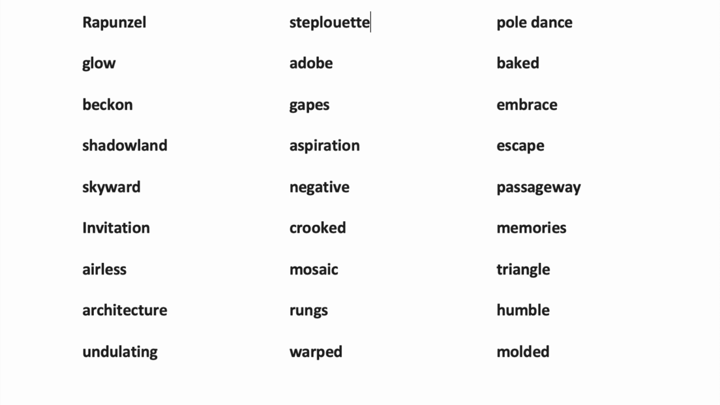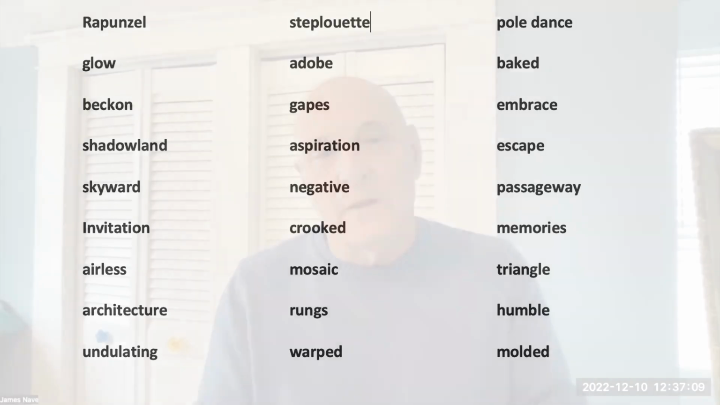Rapunzel, glow, beckon, shadowland, skyward, invitation, airless, architecture, undulating. This is a variation on silhouette, steplouette, a made-up word, adobe, gaps, aspiration, negative, crooked, mosaic, rungs, wrapped, pole dance, baked, embrace, escape, passageway, memories, triangle, humble, molded. So that's our community list from today's work.